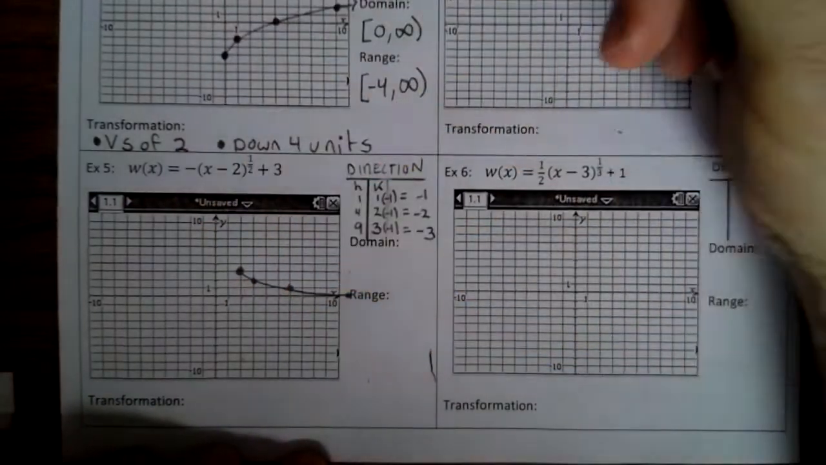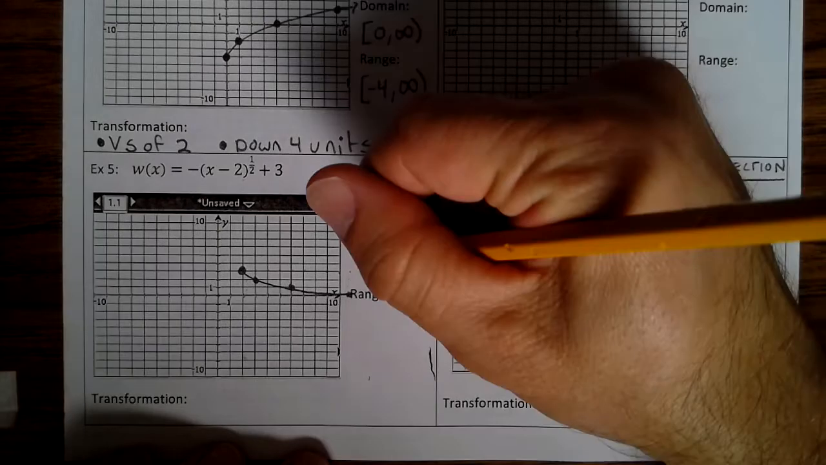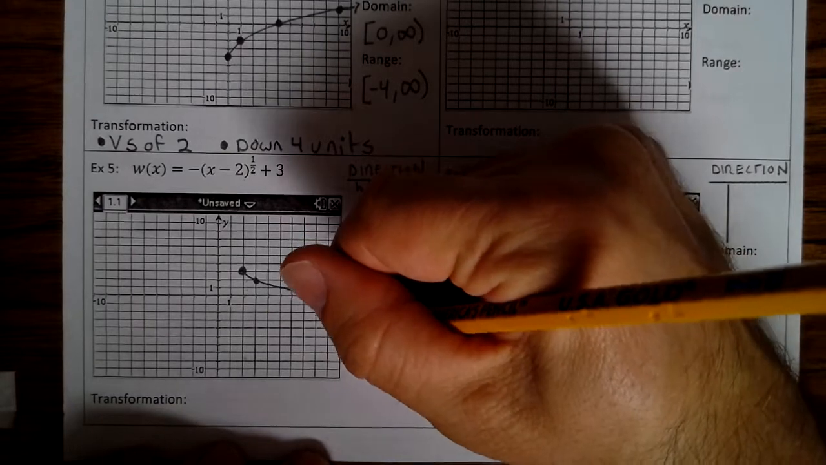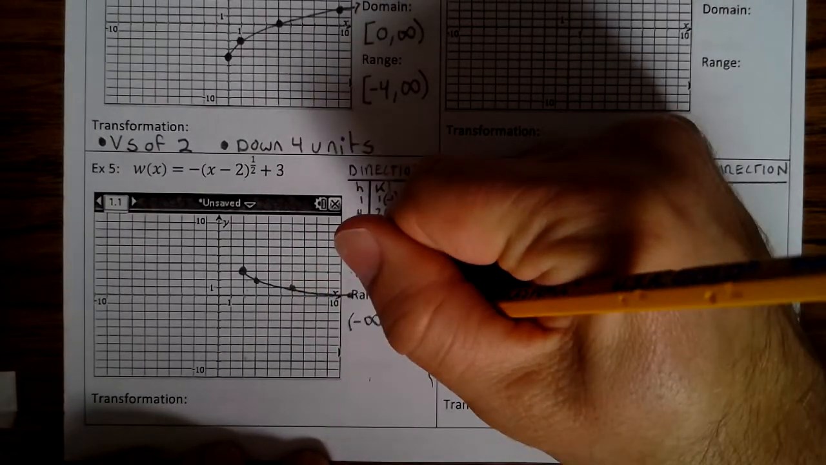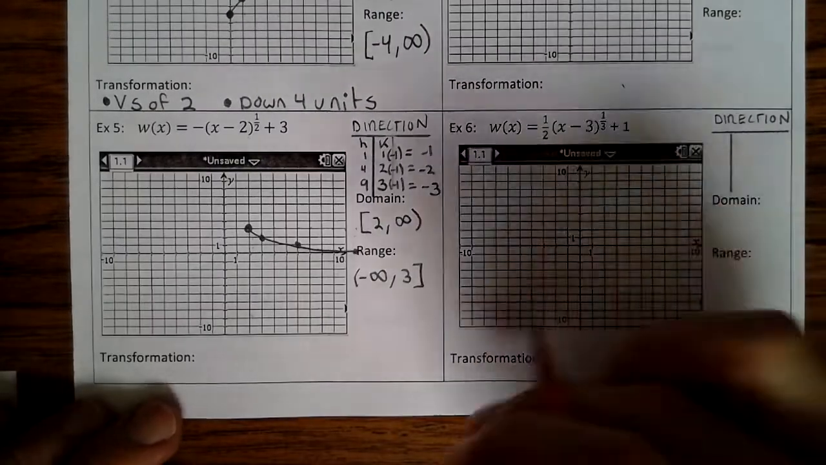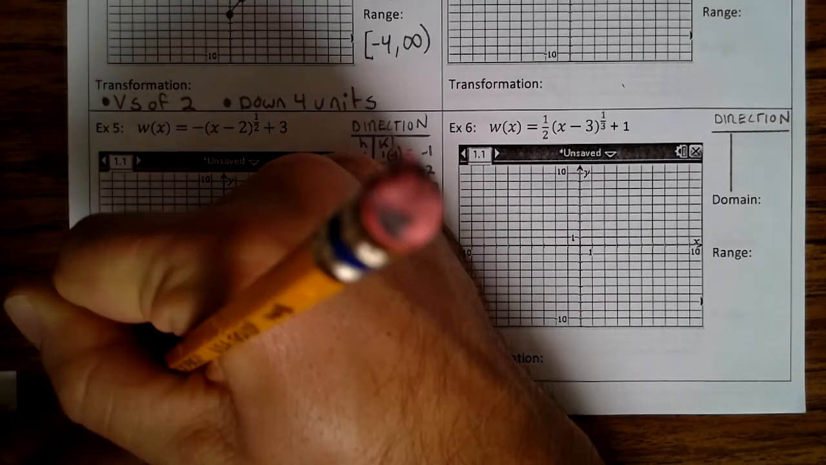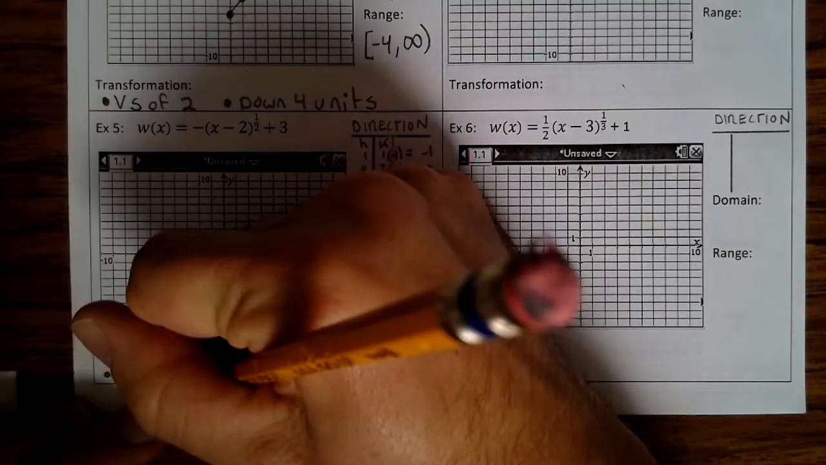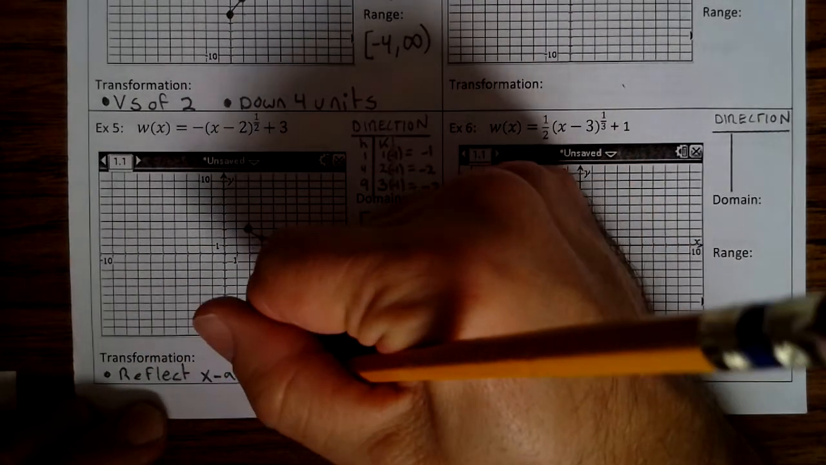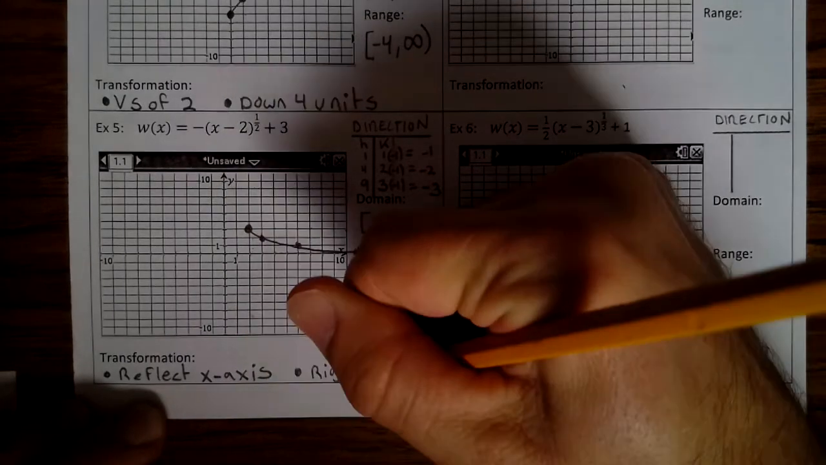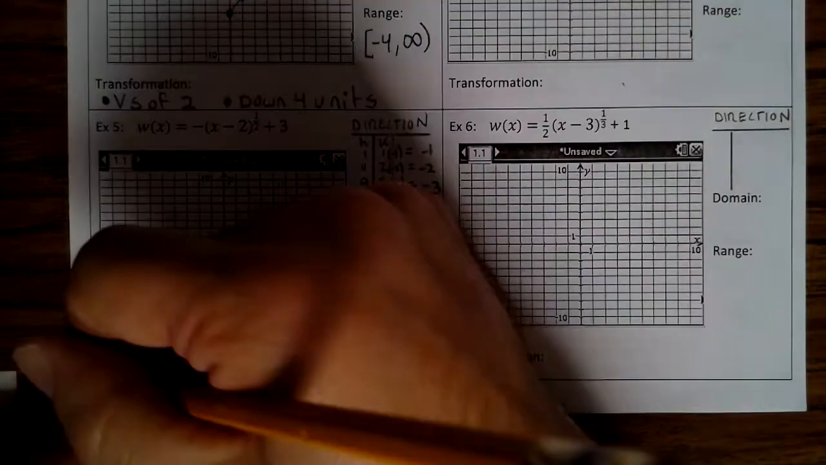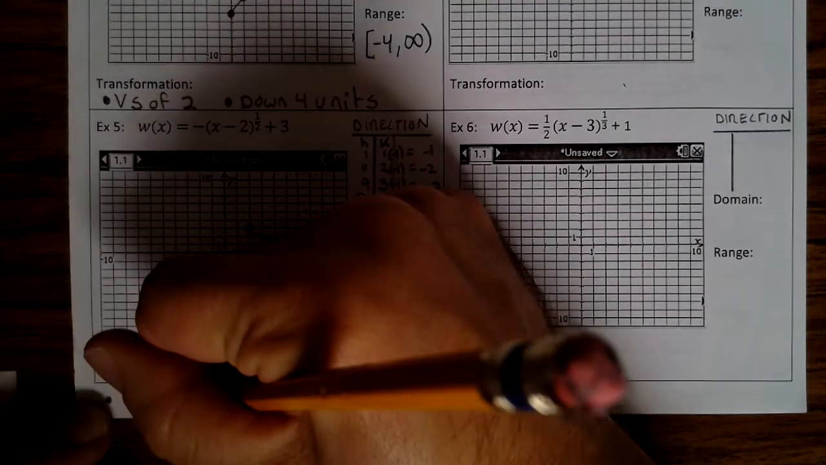Our domain looks like it's bracket 2 to infinity, and our range is -infinity to 3 bracket. So the transformations we have: reflect over the x-axis, right 2 units, and up 3 units. If you would, finish up example 5.